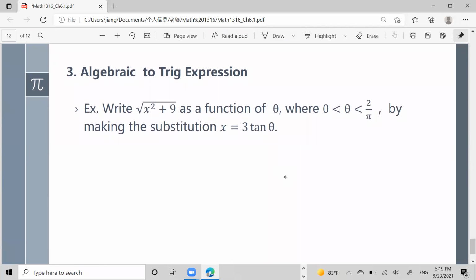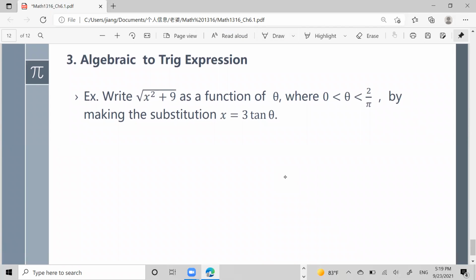Okay, next one, algebraic to trig expression. So read the question. The example is: write the square root of x squared plus 9 as a function of theta, where theta is between 0 and 2 over pi. I think I made a mistake here. It's pi over 2. It should be pi over 2, which means the first quadrant. Do you still remember? The first quadrant is 0 to pi over 2. And then continue to read.